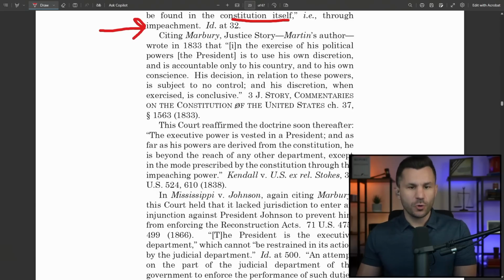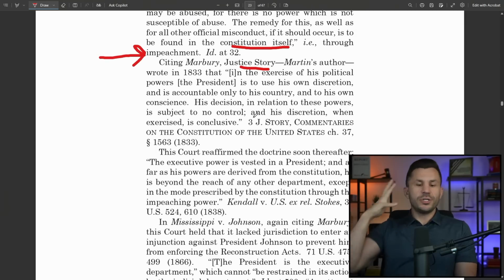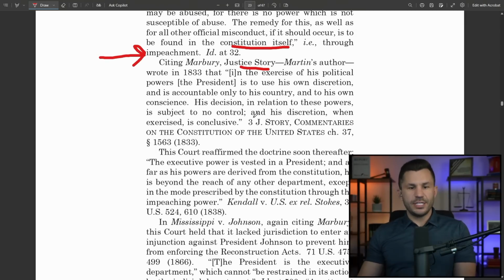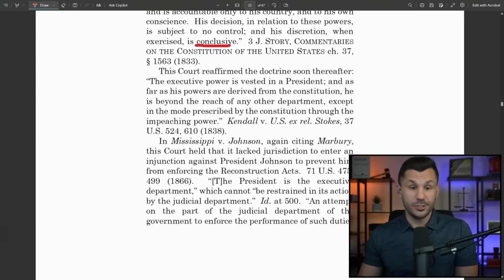Now, Justice Story also cites Marbury, and Justice Story, as we've talked about, is one of the most quoted judges in America. He wrote in 1833 that in the exercise of his political power, the president is to use his own discretion, accountable only to his country, and his decision is conclusive. No one can question it. The courts can't do it. Congress can't do it.